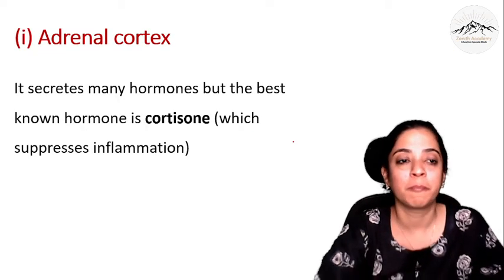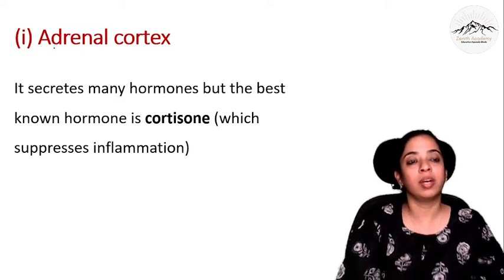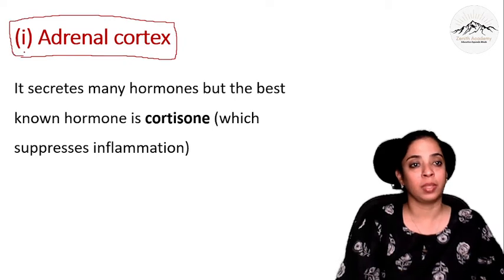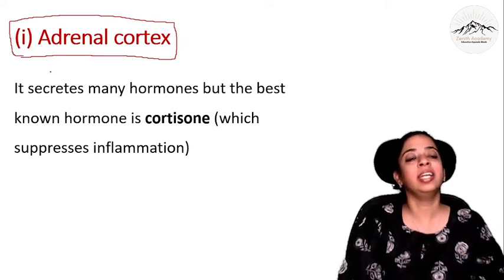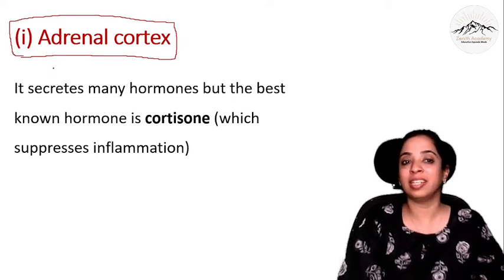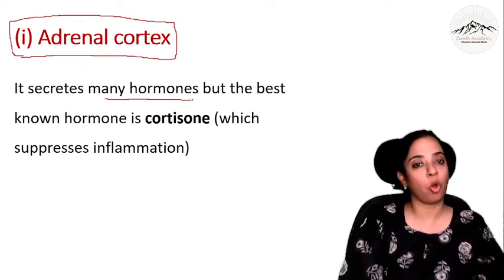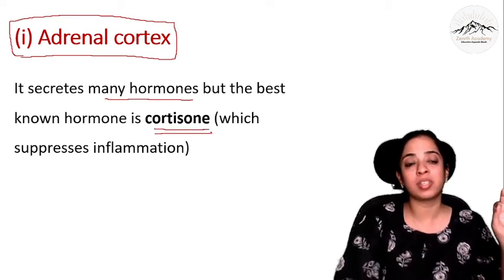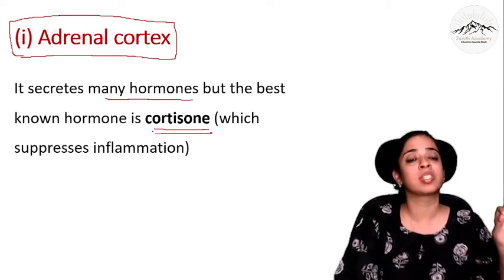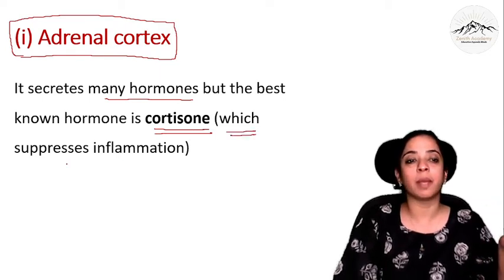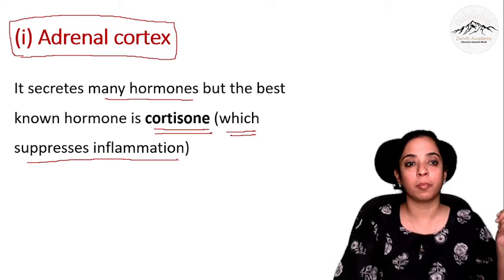Okay. Now, so we have done medulla. Now let's talk about adrenal cortex. Now, what does adrenal cortex secrete? See, medulla secreted your adrenaline. It secretes many hormones, but the best known hormone is cortisol. We will not be studying about all the other hormones. We will be studying about cortisol only. And what is the main function? It suppresses the inflammation. Okay.